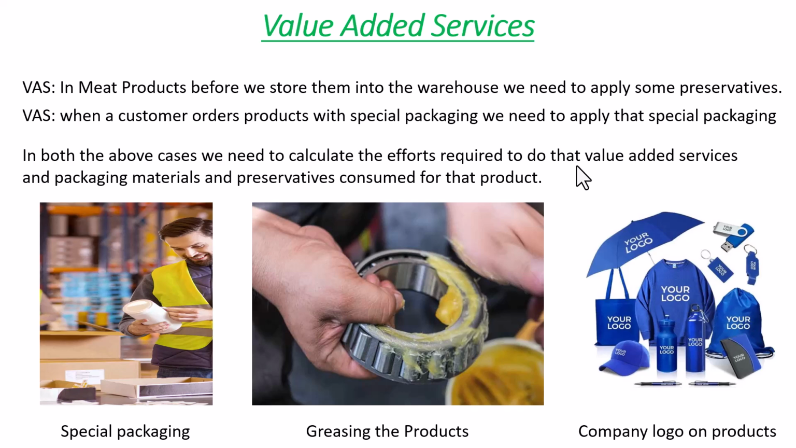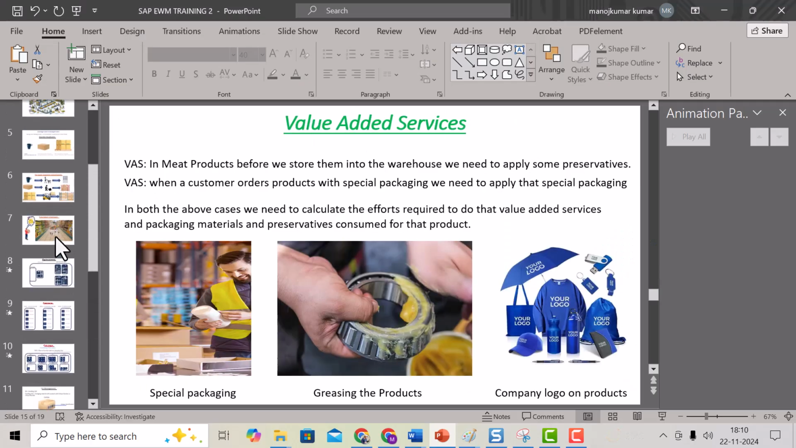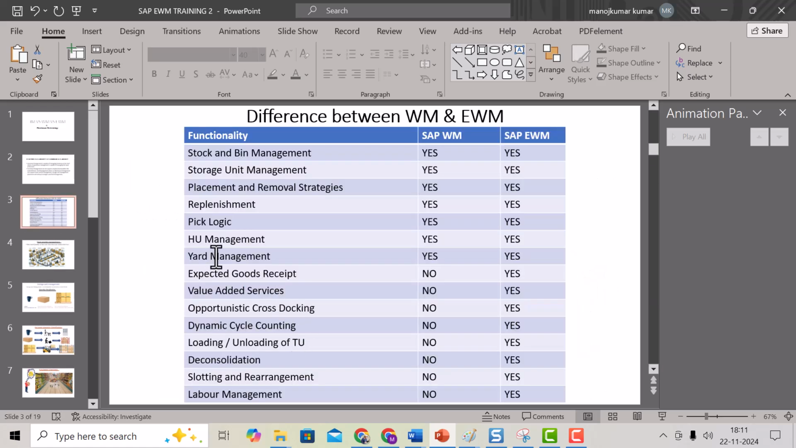So what is value added services? In the next class we are going to explore what value added services are. As of now we have discussed up to yard management. Up to this point you can see that both WM and EWM support all these concepts which we have discussed in this class. From the next class onwards, WM is not going to support these functionalities. EWM is going to support these functionalities. These things we will discuss in the next class.